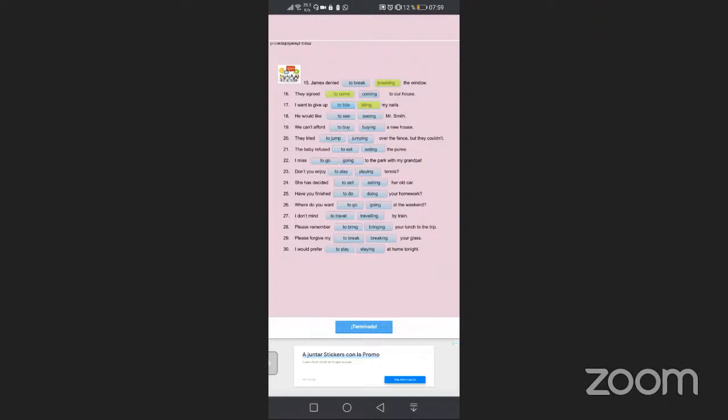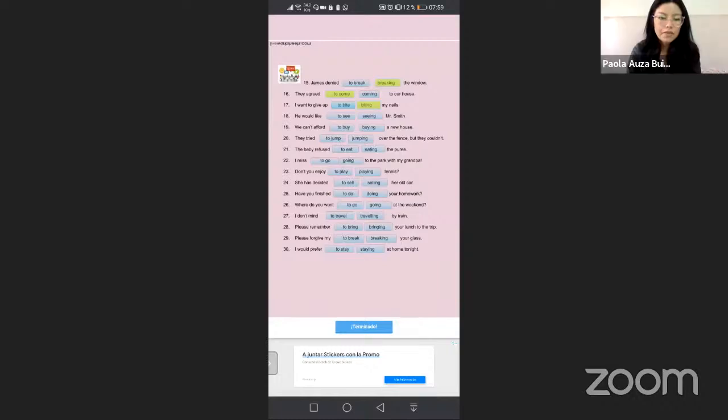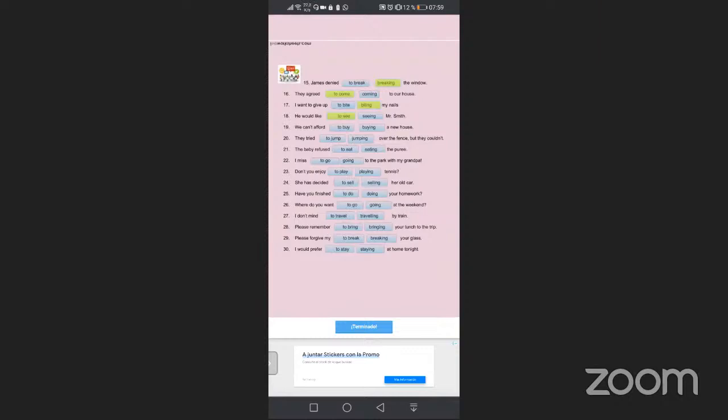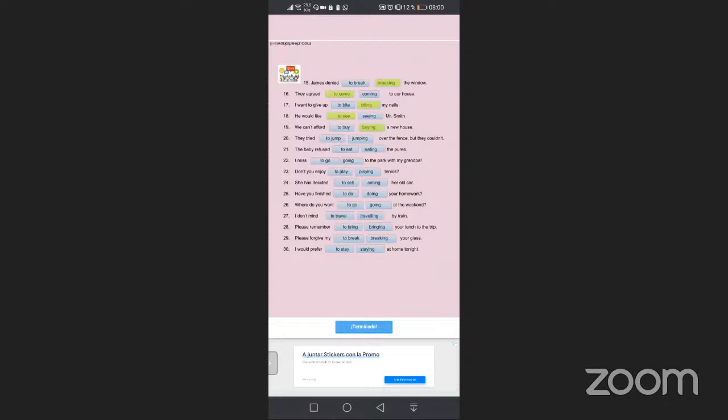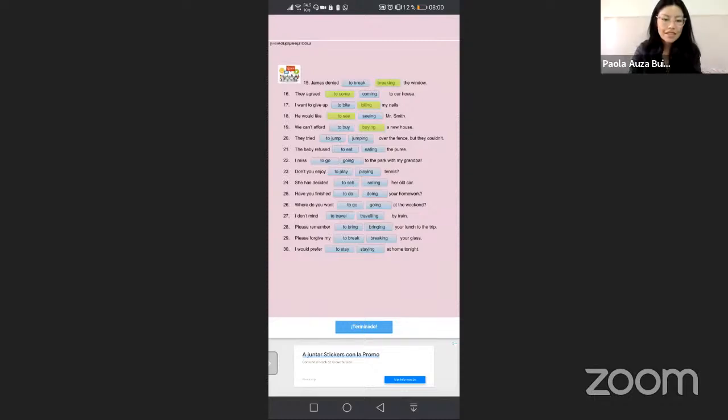He would like to see Mr. Smith. Nice, great job. We can't afford buying a new house. All right. Next. They tried to jump over the fence, but they couldn't. Excellent. Great job. Number 21.